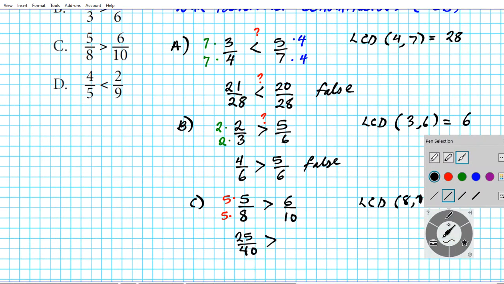And then this one on the right will times by 4 top and bottom. That will give us 24 over 40. Is this a true statement? Is 25 over 40 greater than 24 over 40? Absolutely, this is true, because 25 is greater than 24. Answer to number 19 is option letter C.